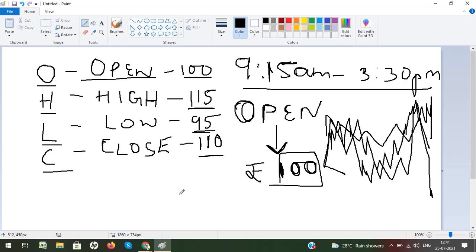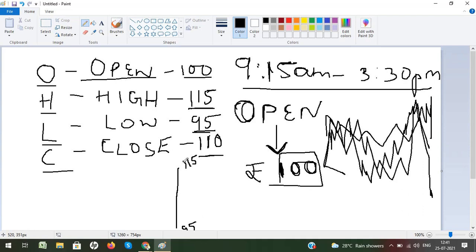Now, how do we construct a Japanese candlestick? If I have to do it manually with these 4 price points, how do I do it? First, I'll draw a vertical line. I'll mark the high point and the low point first. What's the high point in respect to this price action? The high point is 115. What's the low point? It is 95.